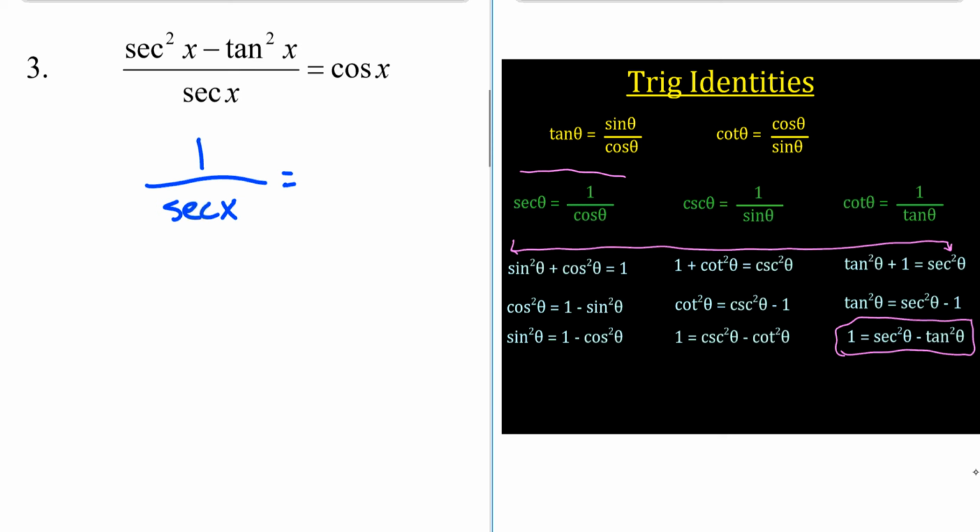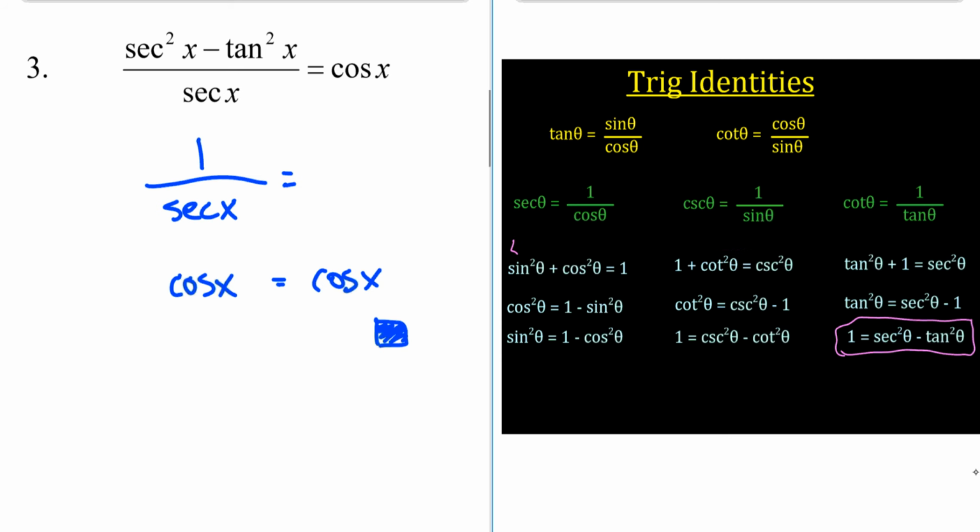Well, we know that secant and cosine are reciprocals of one another. So if we have 1 over secant of x, then that means that's the same as cosine of x. And look at that. Cosine x equals cosine x. That was pretty quick. It was just a 2-step proof. Not too bad. All right, number 3 in the books. Let's get rid of this stuff so we can work on number 4.